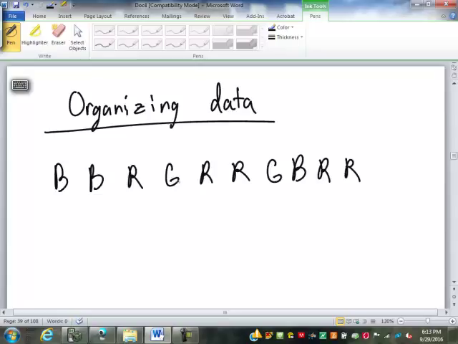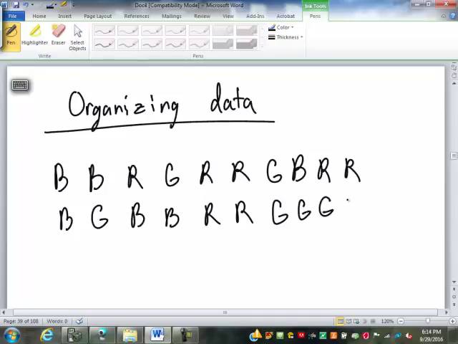So 1, 2, 3, 4, 5, 6. Blue, green, blue, blue, red, red, green, green, green, red. There's 20 responses. Looking at that set of data, can you tell me which response is given the most often? Now, this is just 20. Some of you are starting to count, but don't do that. Just look at it.